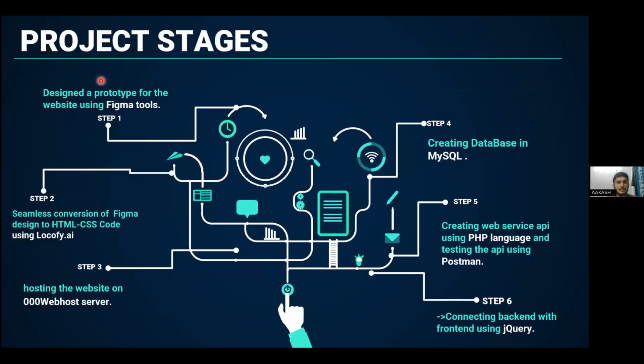These are the development stages of this project. Firstly, I designed the prototype for the website using the Figma tool, and thereon I converted this Figma design to HTML and CSS code seamlessly using the Locofy tool. Then this website was hosted on the 000webhost server. After that, the database was created for storing the doctors' info. And then the web service API using the PHP language was developed and the testing of the API was done. And at last, the front end was connected with the backend.